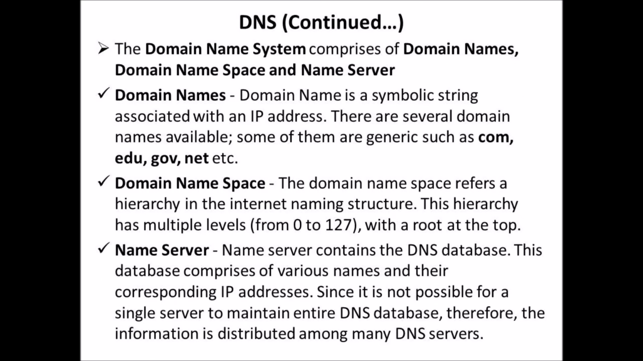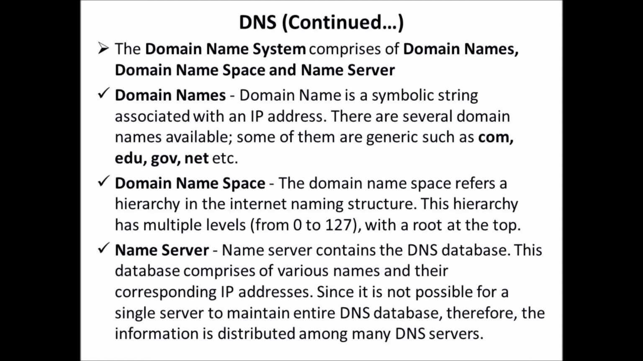The domain name system comprises of domain names, domain name space and name server. First one, domain names. Domain name is a symbolic string associated with an IP address. There are several domain names available. Some of them are generic such as com, edu, gov, net, etc.